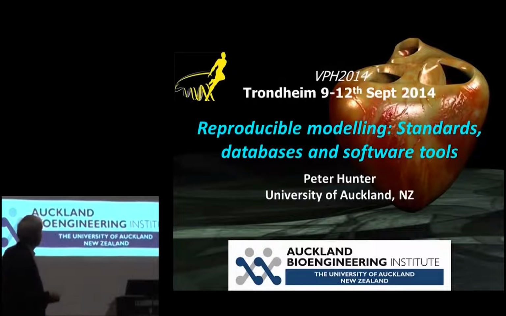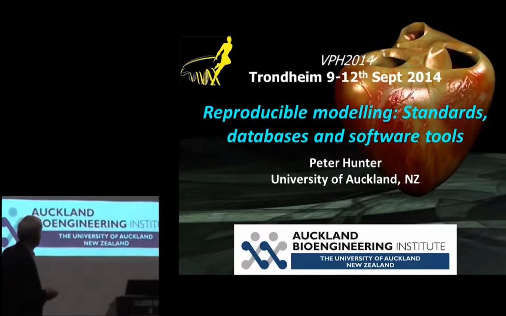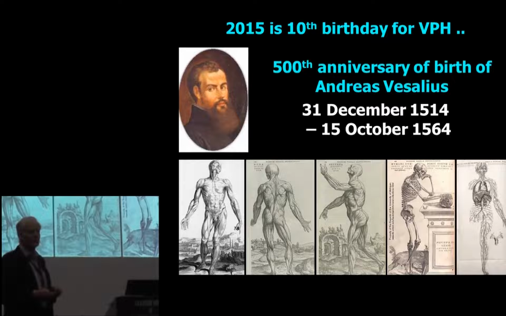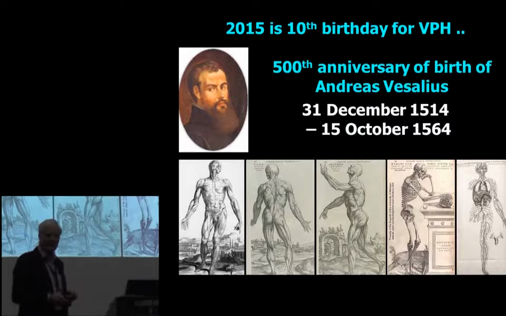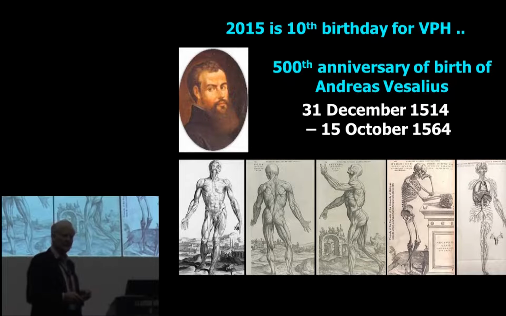So this is the title of my talk, although I decided I'd change a little bit the thrust of what I want to talk about. I do want to just remind people about two things. One, as Marco said last night, that next year is the 10th anniversary of the founding of the VPH. But the end of this year is also the 500th anniversary of the birth of Vesalius. And I think that's an extremely important date for this community, because Vesalius is the father of anatomy. And I think we should look for ways of celebrating this event later on this year or next year.